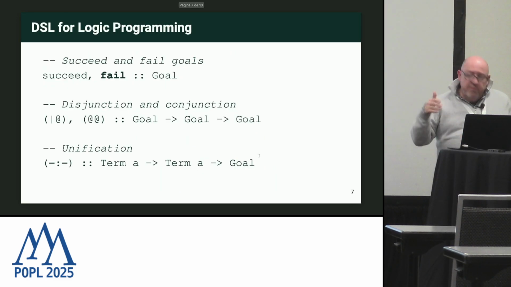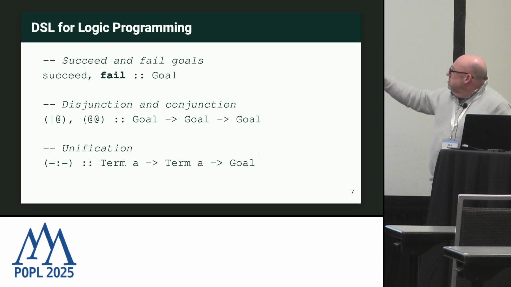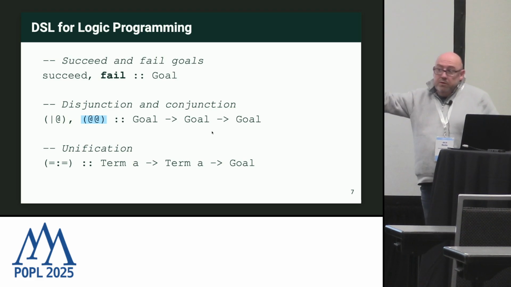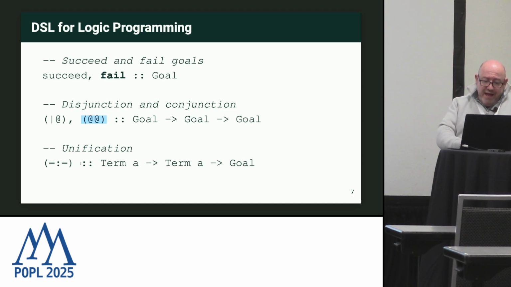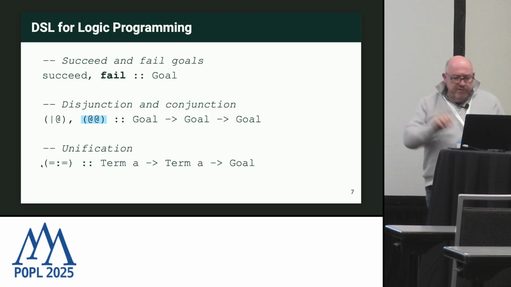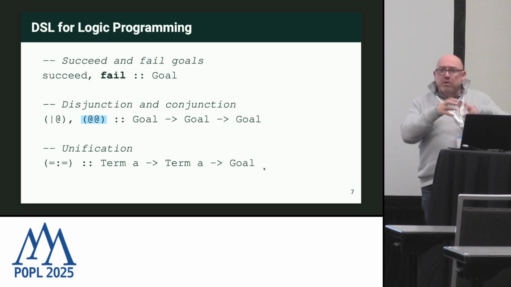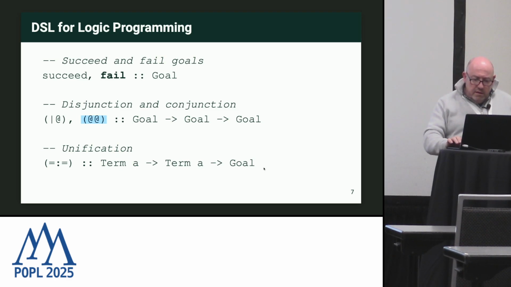And there are some combinators for manipulating the goals. So succeed and fail are like the true and fail in Prolog. We have the disjunction combinator that we saw before, the conjunction combinator that takes two goals and returns another Prolog goal, and this equality and unification operator that takes two polymorphic terms and returns a goal, right? And with this, you can compose any logic program, right?